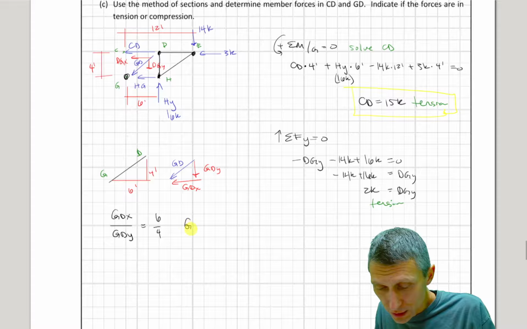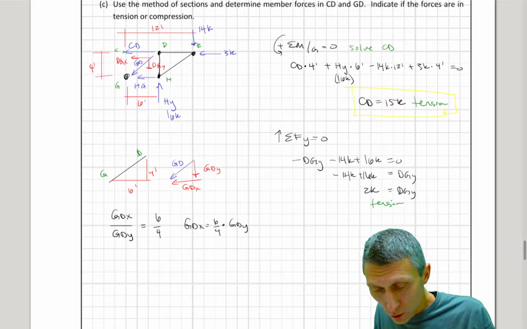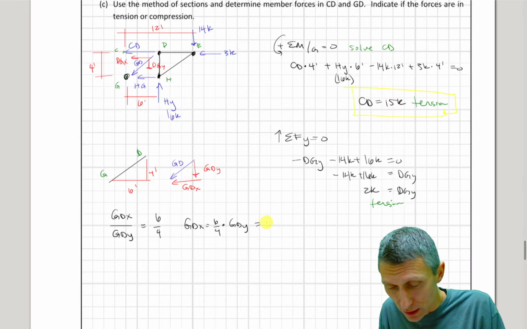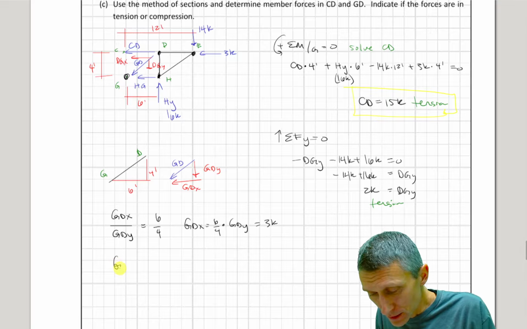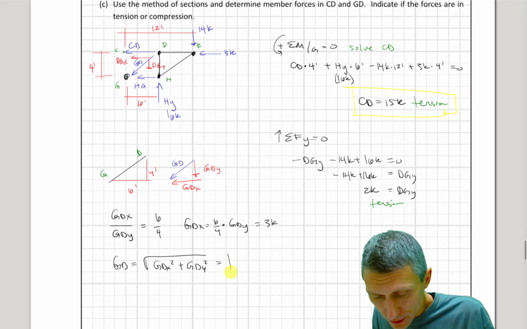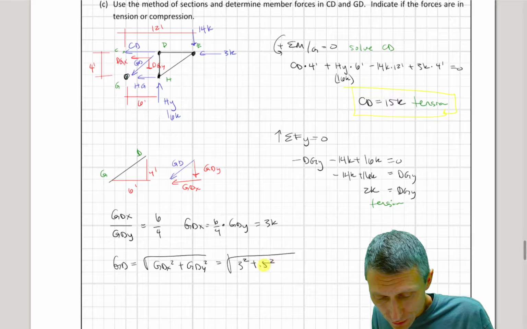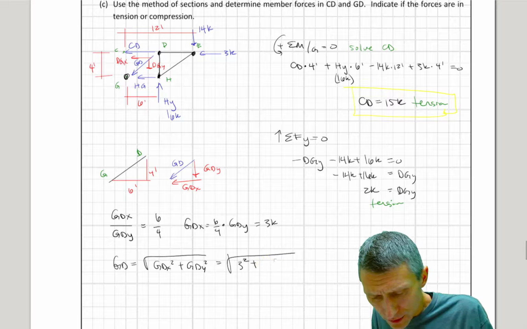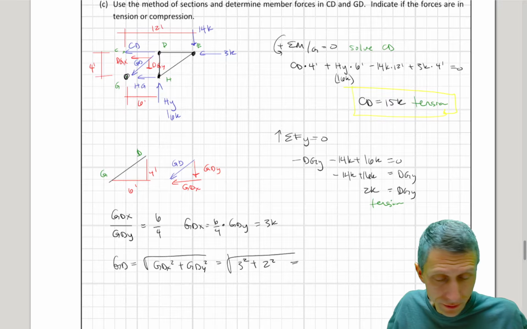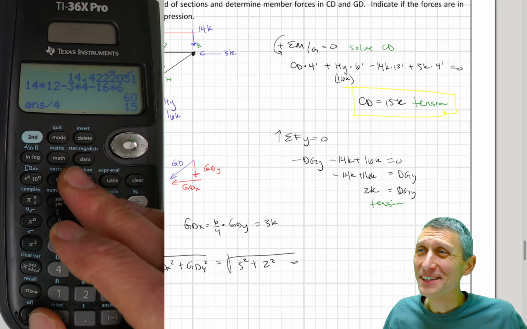Okay, so GDX equals 6 over 4 times GDY, or that's, 6 over 4 is 1.5. 1.5 times 2, that's just going to equal 3 kips. And then we can say GD equals the square root of GDX squared plus GDY squared, which is going to be the square root of 3 squared plus 1.5 squared. Not 1.5, I'm sorry, 2 squared, which is going to equal, I can't do that one in my head. Let's come up with a number here.